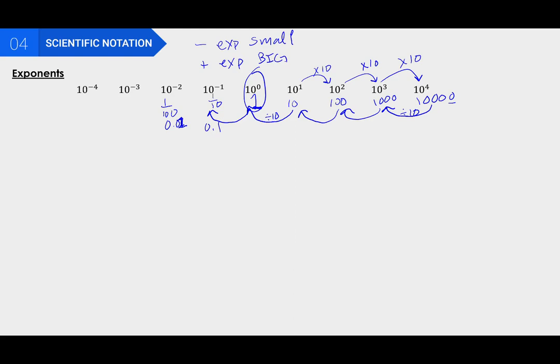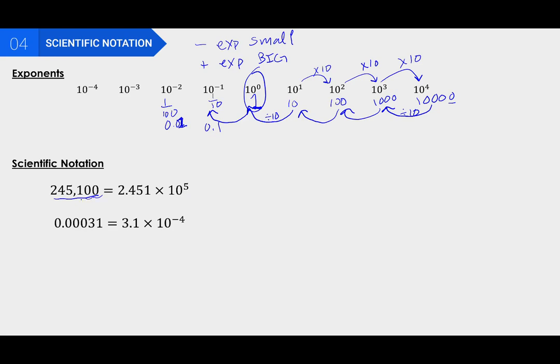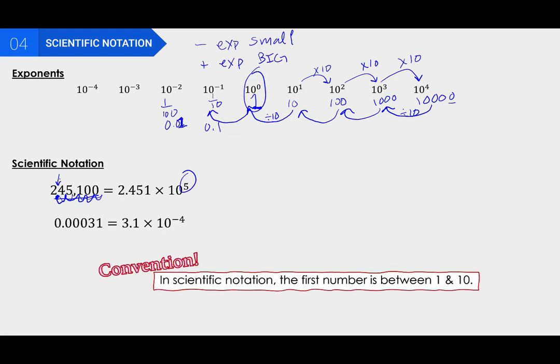So for scientific notation, this is actually really helpful. If we have a really big number, like 245,100, we want to write it as a big number, we just see how many place values it has. Because remember, our number system is based on 10. So we write it as 2.451 times 10 to the 5th, because there are 1, 2, 3, 4, 5 decimal places until we can get to 1 digit in front of the decimal. That's a rule for scientific notation.